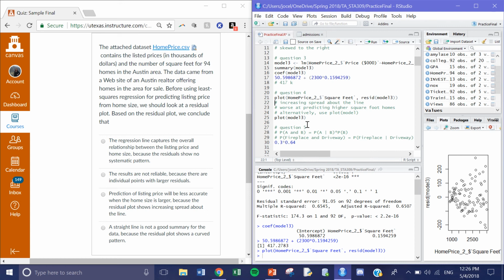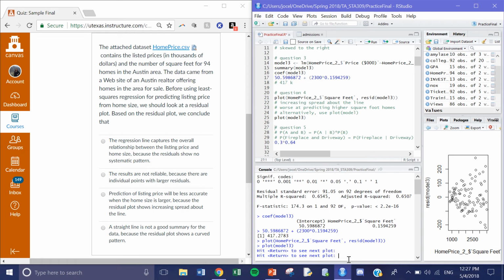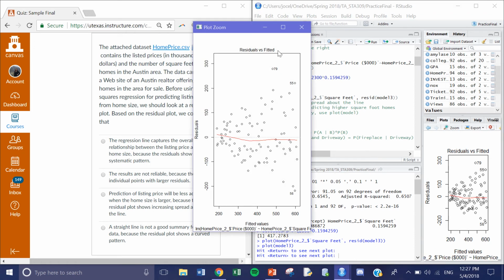Another way to get this exact same plot is to just use the plot model function. So I'm going to just plot model 3, and this shows me a lot of different plots. See down here it says hit return to see next plot. I'm going to hit enter, and this first plot is the one that we care about. This is the exact same plot that we just saw before, except it has this line and it shows it fans out and it shows the outliers. So this is something that R does for you, and it also shows increasing spread about the line.